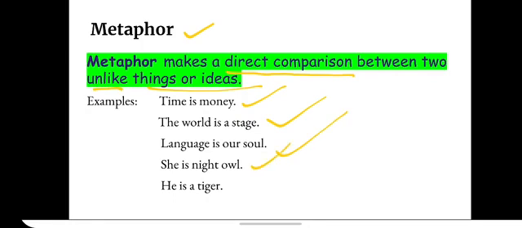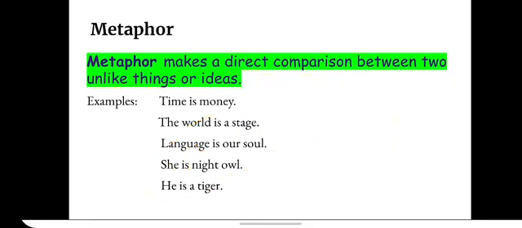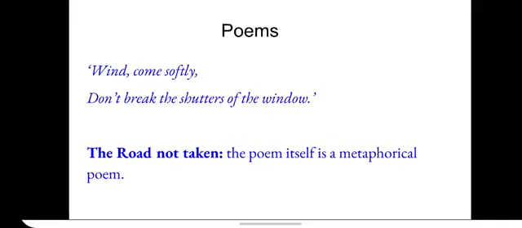She is a night owl and he is a tiger. So here I'm comparing he with a tiger, she with an owl, language with the soul, the world with a stage. All of these are comparisons between two unlike things, and at the same time I do not use the word like or as, which is only used in simile. So from the poem I've taken some extract, like: wind, come softly, don't break the shutters of the window.